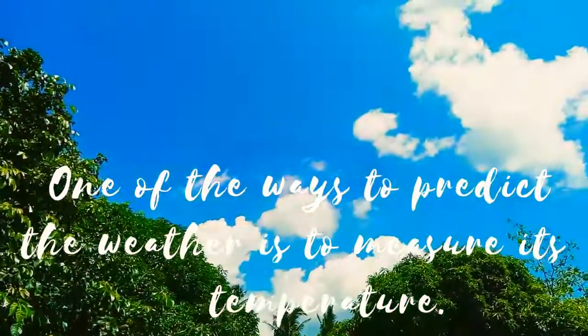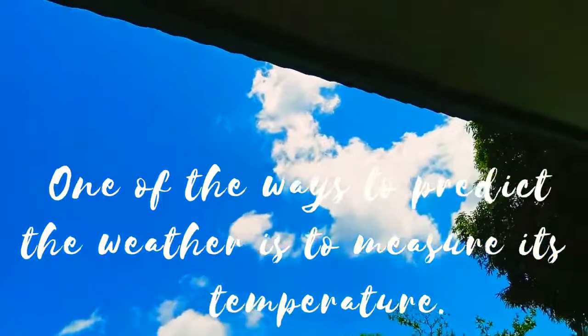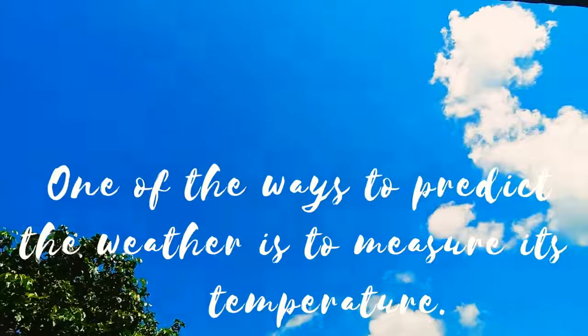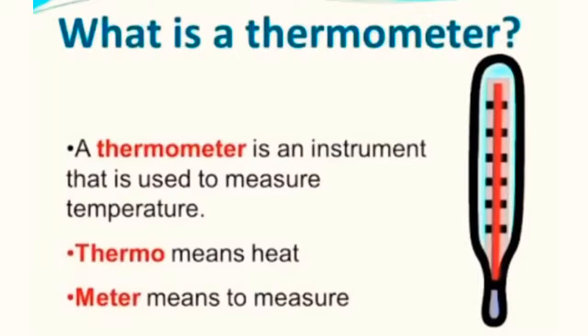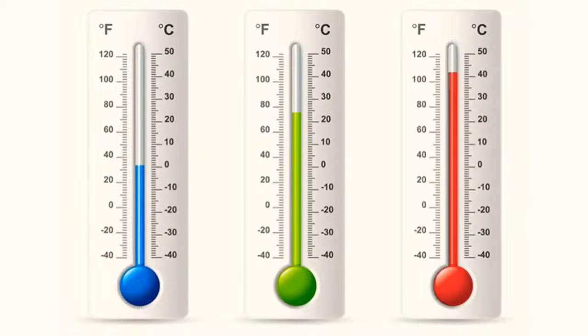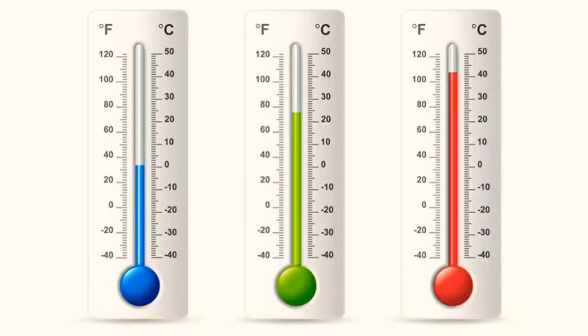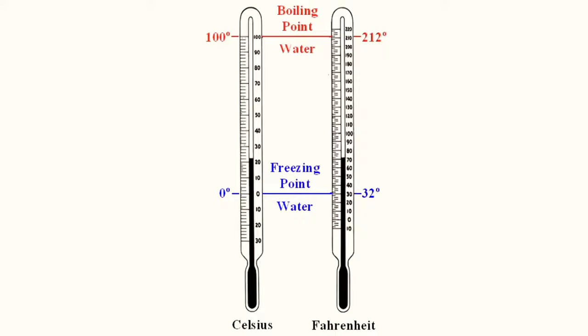One of the ways to predict the weather is to measure the temperature. A thermometer is used to measure air temperature. A room thermometer has numbers etched on each side. The left side shows the Celsius reading. Its highest number is 100 or its boiling point, while its lowest is 0 or the freezing point.